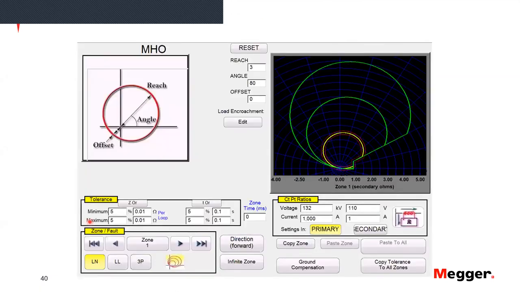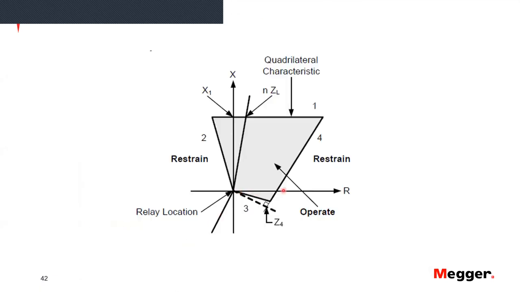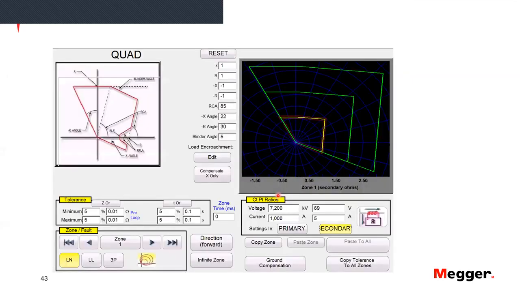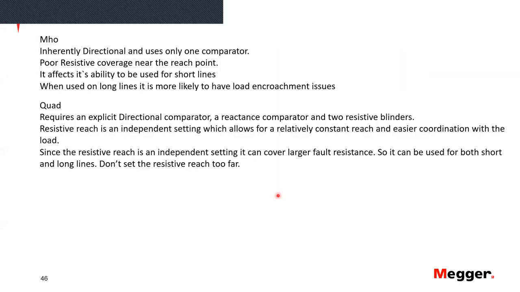Unlike the quads, where you can actually configure how much of this length you want to be. That's called the resistive reach of the Mho. Now, the fact that it has poor resistive coverage near the reach point affects its ability to be used for short lines. And when used on long lines, it is more likely to have load encroachment issues. Now, you can use blinders for load encroachment, but it's up to you.